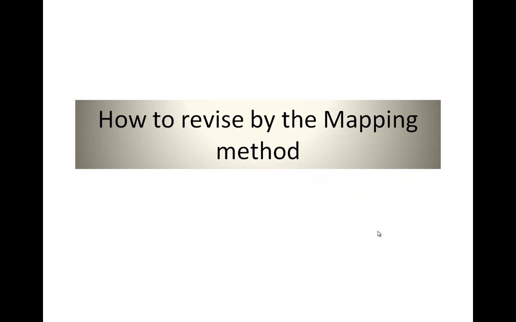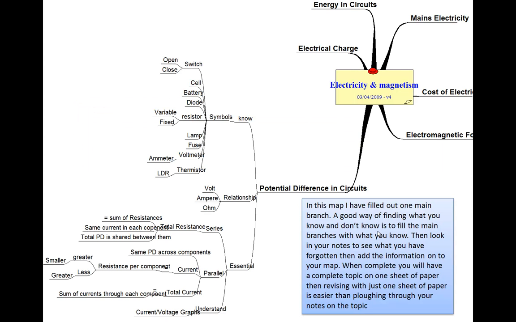Now we come to how to revise by the mapping method. Well, let's have a look. In this map, the ideal way of revision is this. You set your center core, and then you draw in your main branches, and you think to yourself, what are the main topic areas within the subject of my map? And on this one, on electricity and magnetism, I've filled out one, but left all the rest, as you see.